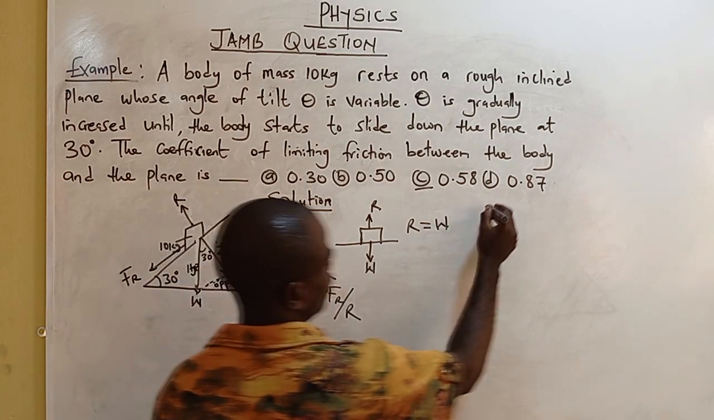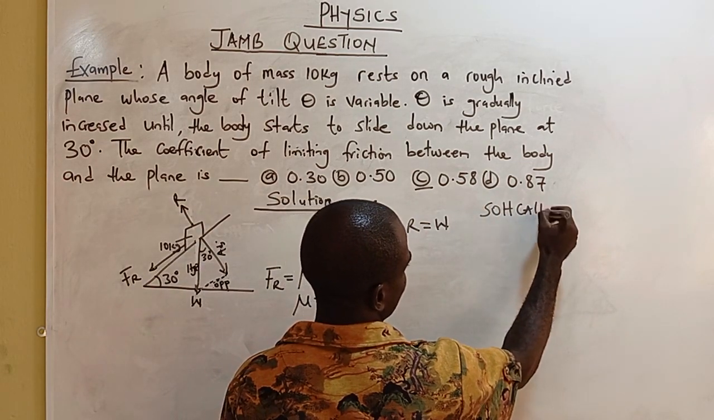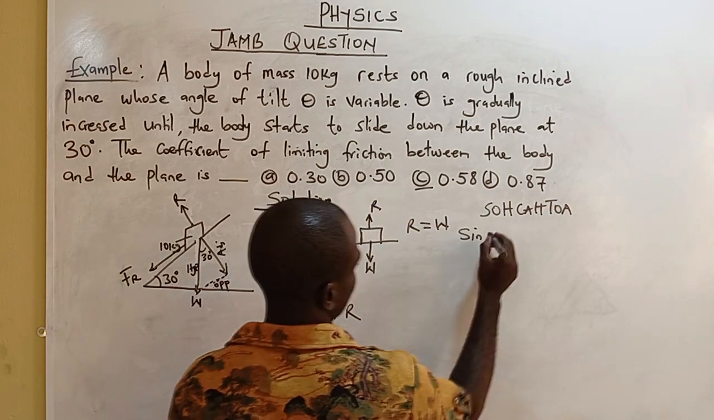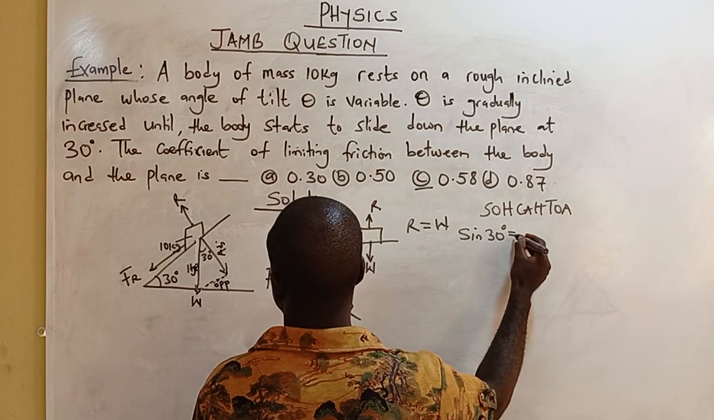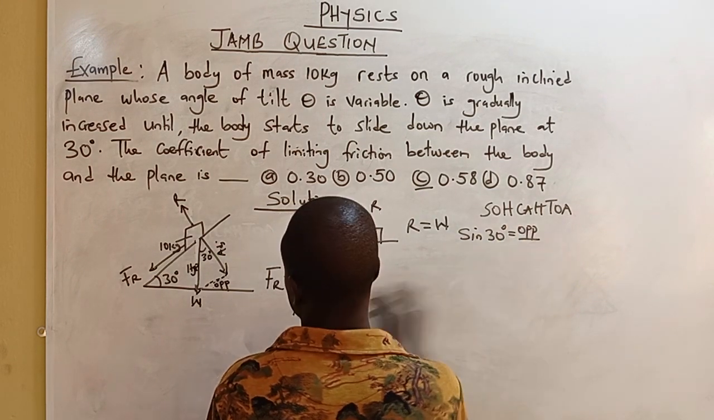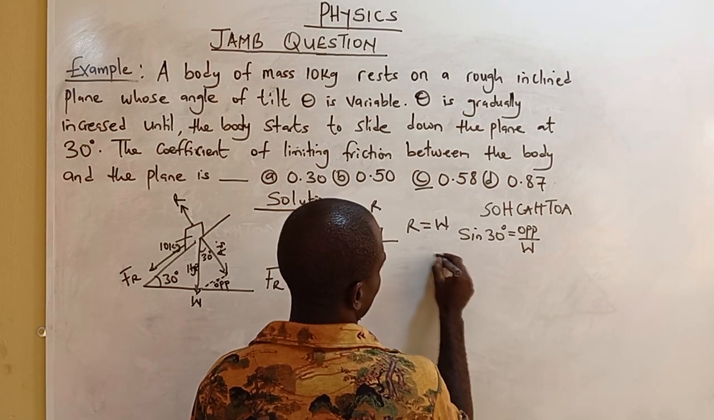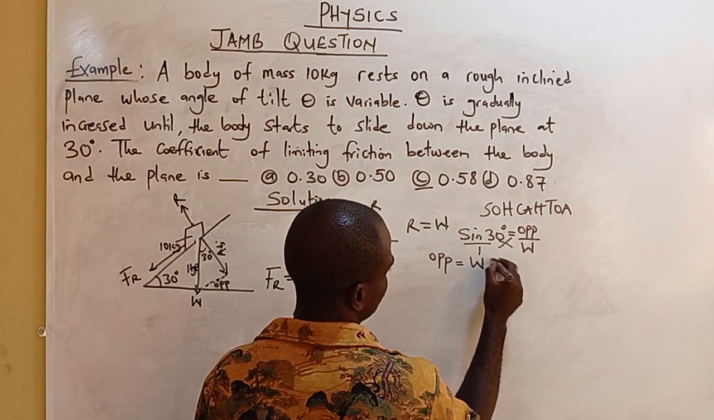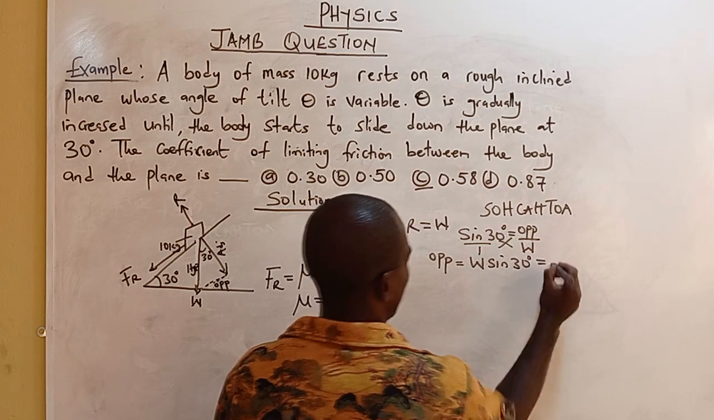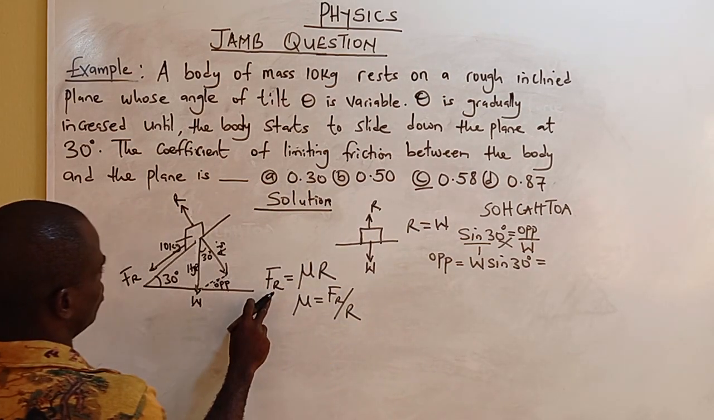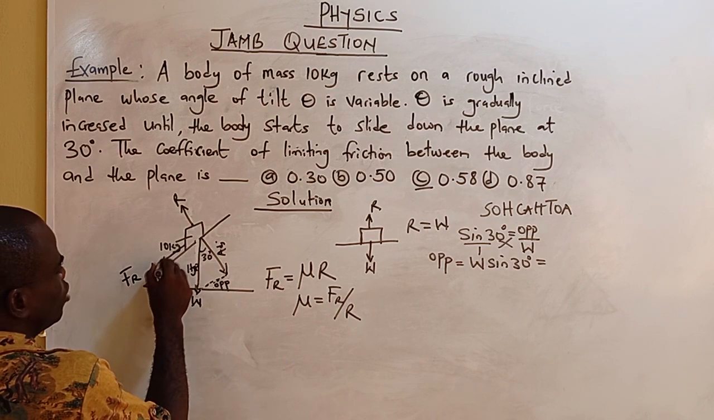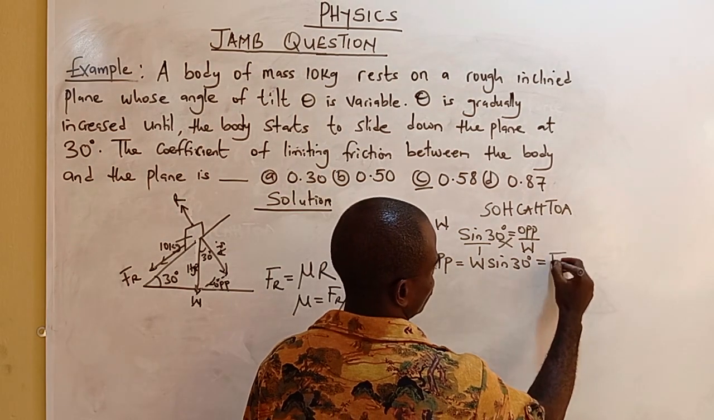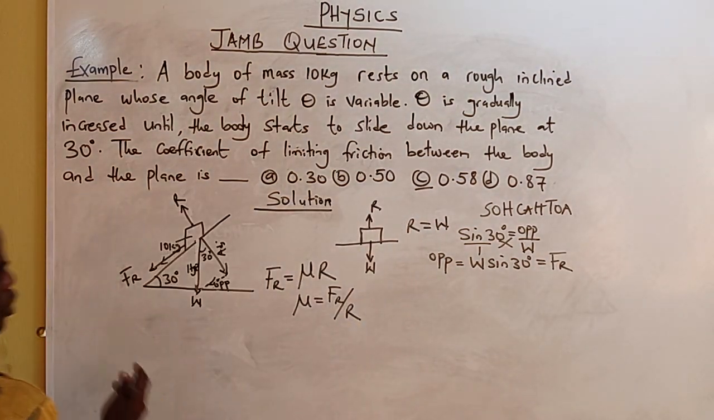Now let's go to our SOH CAH TOA. Sine of angle 30 degrees equals opposite over hypotenuse, which is W. Cross multiply: opposite equals W sine 30 degrees, and this equals FR. Why does it equal FR? Because it's parallel to this line. Whatever you have here equals FR, because FR is the limiting friction.